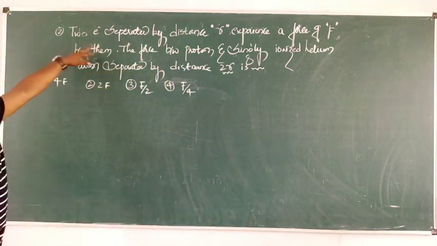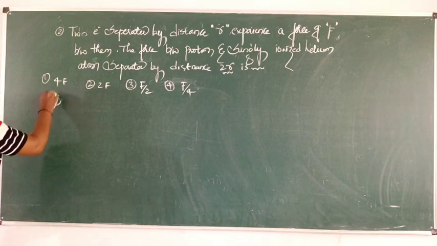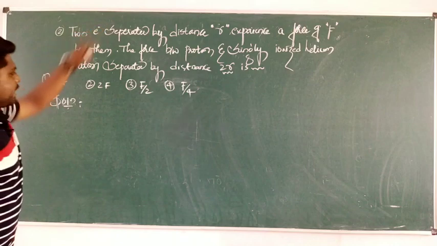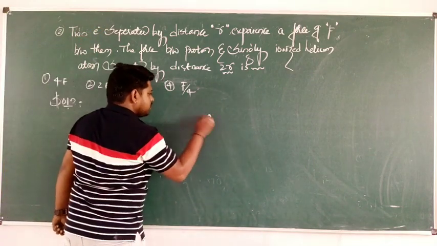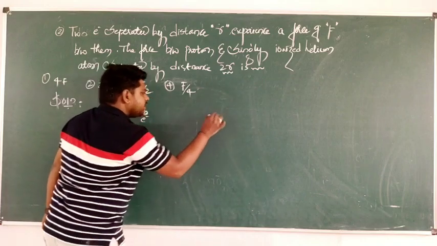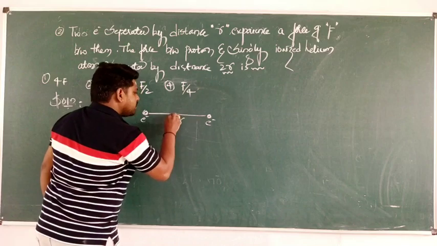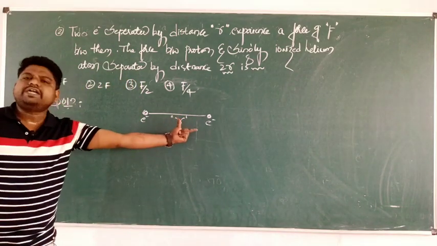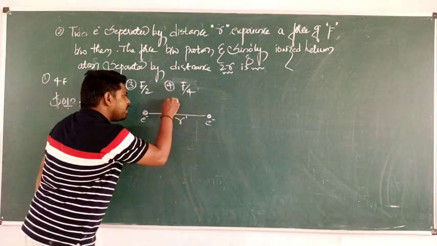First we have to understand the question. Before solving this, understand the question. How to take this? Two electrons. There are two electrons. This is one, this is another electron, which are separated by the distance r. Now these two electrons definitely experience a repulsive force between them. That force is given by F.